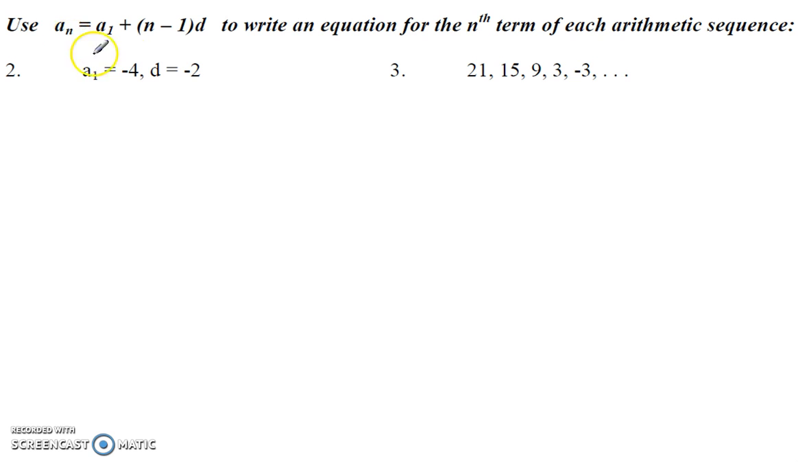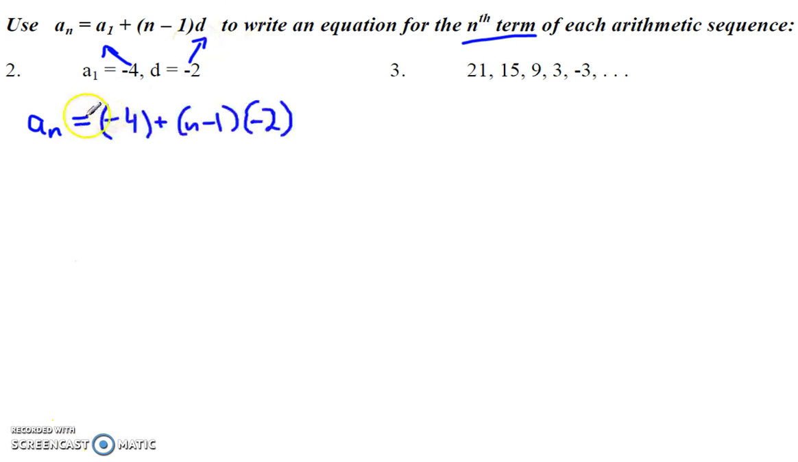Number 2. Use this equation to write an equation for the nth term of each arithmetic sequence. Now this is just plug and play. A1 is negative 4, D is negative 2, so we get A of n is equal to negative 4 plus n minus 1 times negative 2. Remember, this is a multiplication right here. When you replace a variable with a value, put it in parentheses. Then simplify. Always simplify your fractions and always simplify your equations.